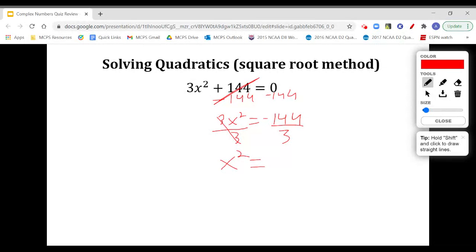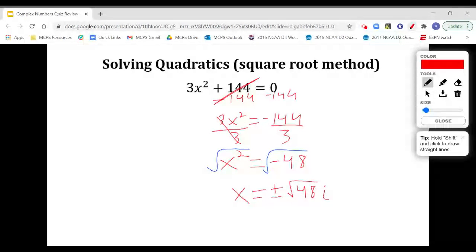Here I have to take negative 144 and divide it by 3, which gives me negative 48. And at this point, now I have my squared term isolated. The left is x squared, the right is negative 48. So I can go ahead and take the square root of both sides in order to isolate the variable. Because square and square root are opposites, those cancel, and I'm left with just x on the left side. On the right side, again, I have plus or minus the square root of negative 48, or in other words, the square root of 48 i, right?